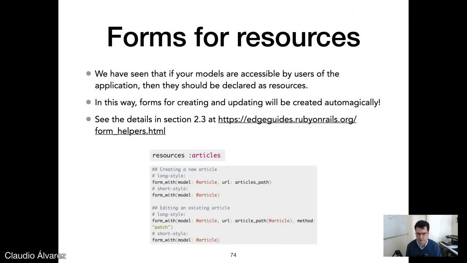There are forms for resources. When you declare a resource in your routes.rb file, such as resources articles, you'll see that you got an automated way of producing a form for the resource. So you can use this short style declaration, form with model article, and it will create a form that contains the different fields that are necessary to populate the different attributes of article.